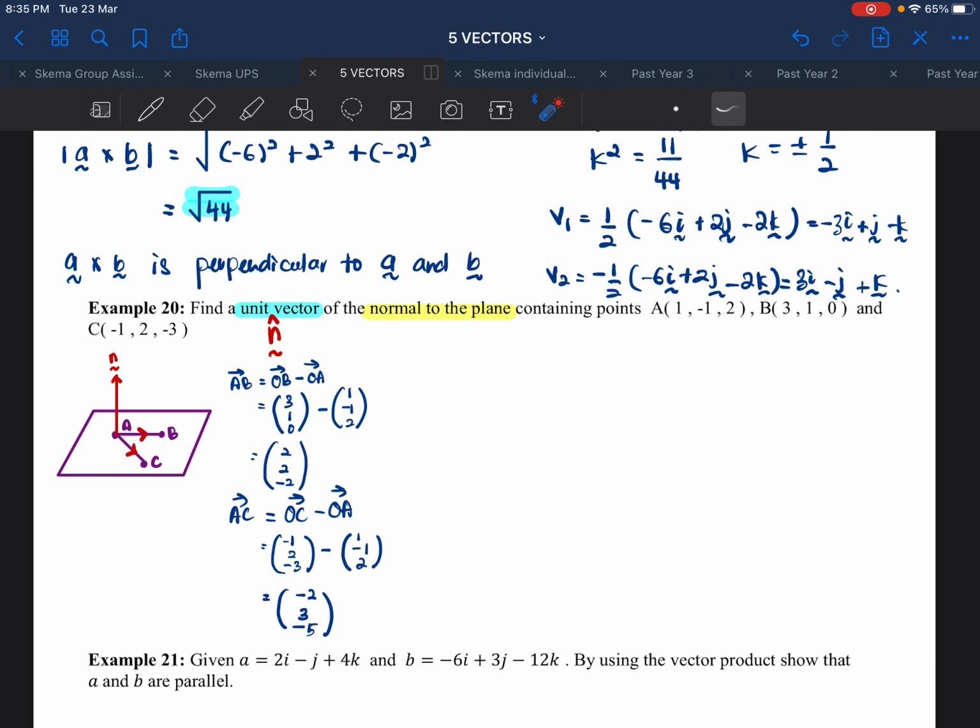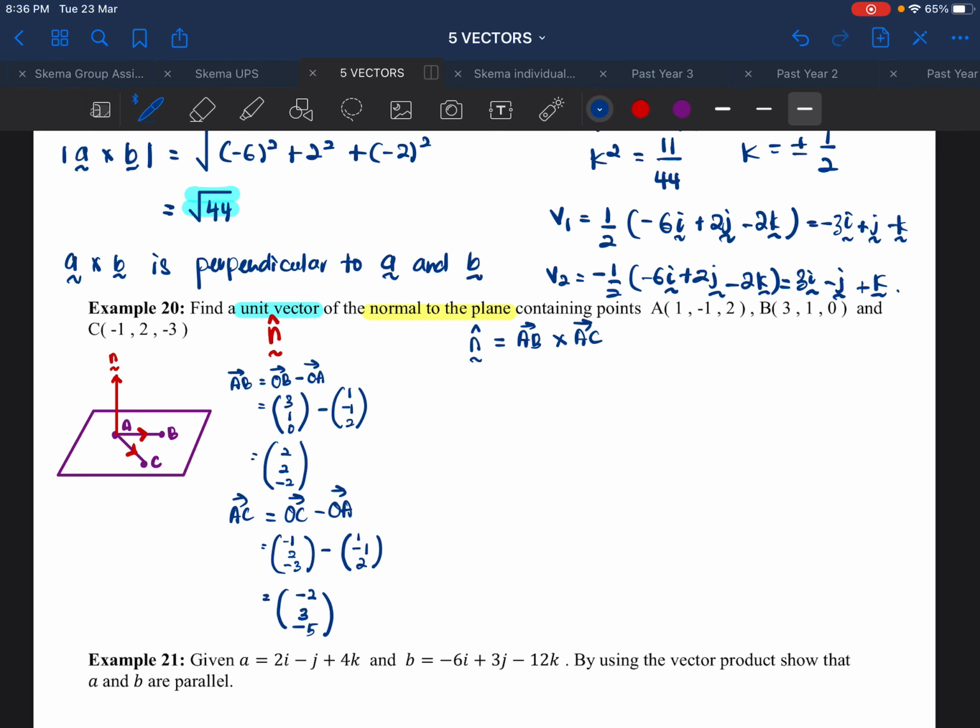Kenapa kita cari direction vector AB dengan AC? Sebab kita nak cari normal kita. So, untuk cari normal, kita kena crosskan dua vektor. Nak crosskan dua vektor, kita tak ada vektor. Kita cuma ada position vector A, B, C. So, kita perlu cari direction vector kita AB dengan AC. So, itu kita dah jadi. So, tadi kita kata untuk cari normal, kita perlu crosskan dua vektor. So, sekarang untuk cari normal, kita kena crosskan dua vektor, which is AB cross AC.